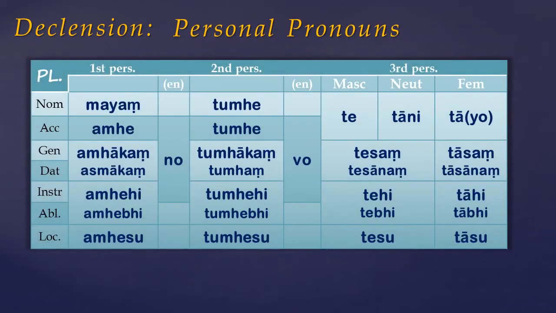And if we now look at the plural personal pronouns, we can see no and vo, which are also enclitic and represent any first or second person pronoun case except the nominative or the locative. And notice that the singular enclitic form te overlaps with the third person nominative, so the form te can actually have several meanings.